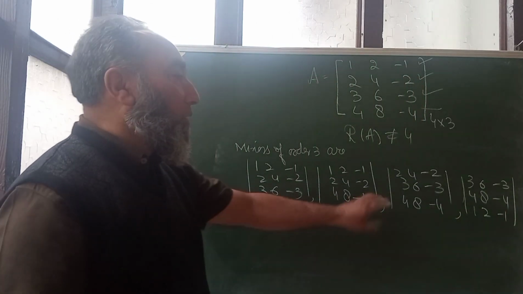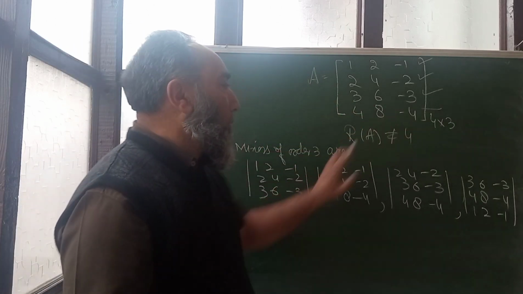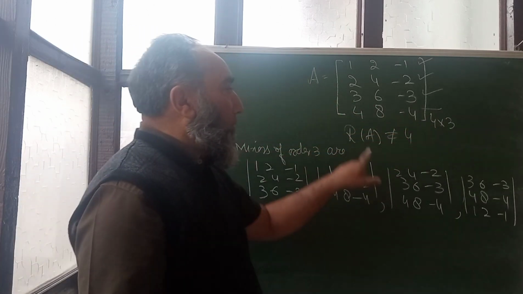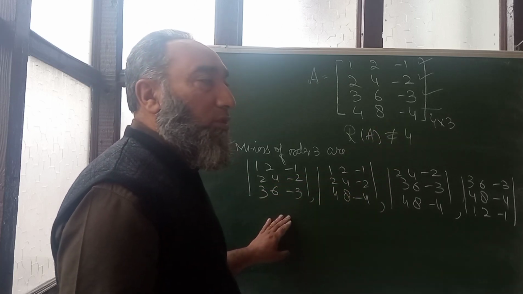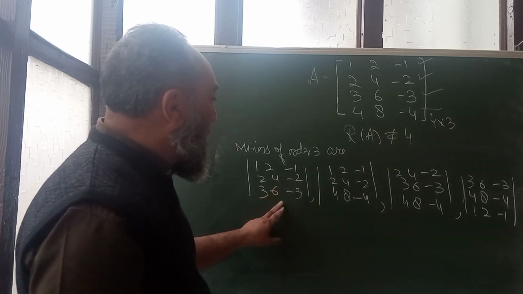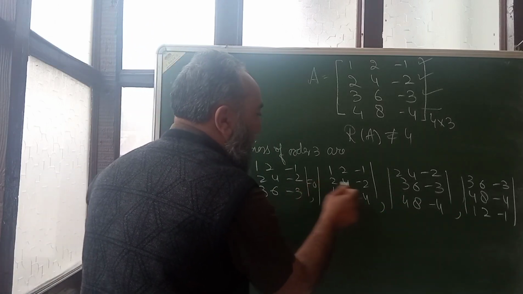These are minors of order 3 from this matrix. You have a matrix of order m by n, 4 by 3. Rank of A cannot be 4. So we have to see whether there is a minor of order 3 which is not equal to 0. Now, these are the minors of order 3, and every minor of order 3 is equal to 0.